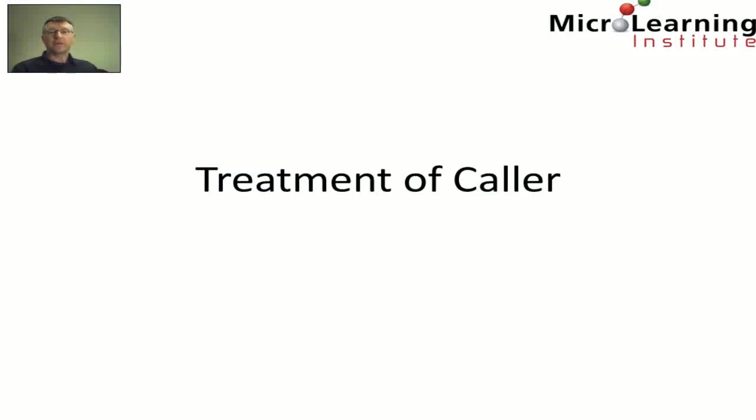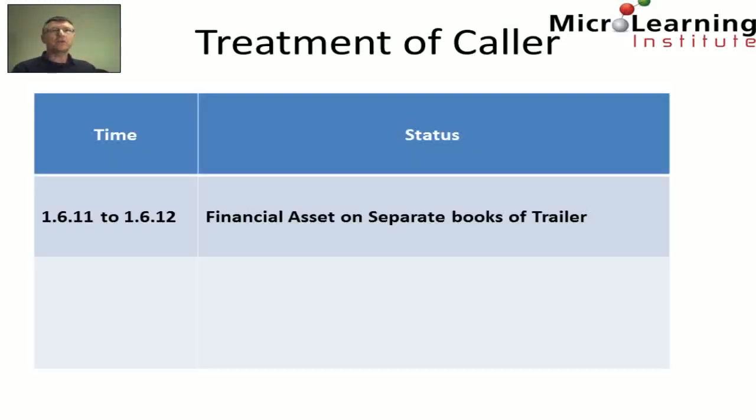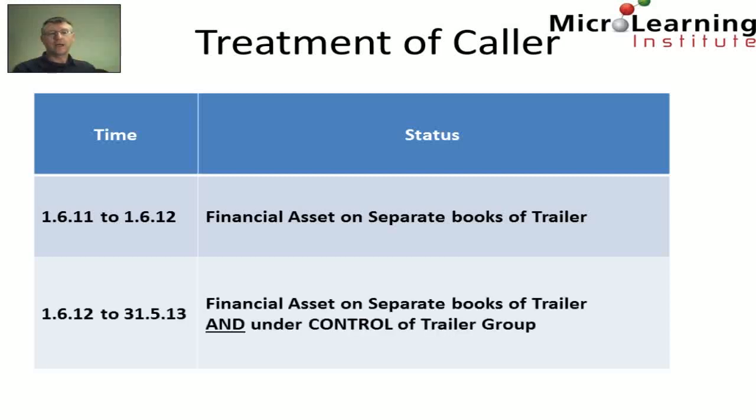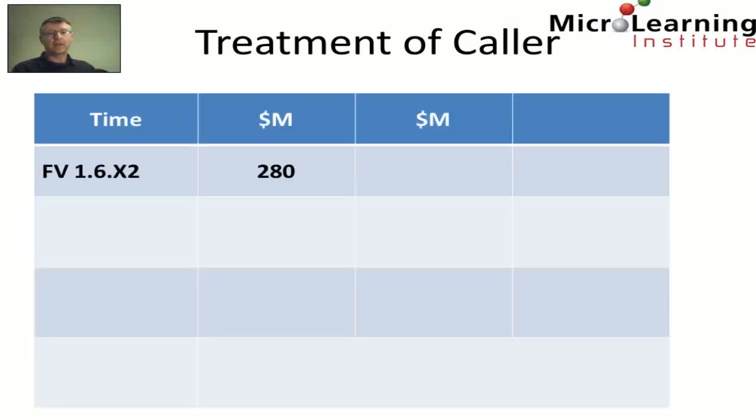Next, let's look at the treatment of Caller. Again, from the 1st of June 2011, when Trailer acquired a 14% interest in Caller, to the 1st of June 2012, when Trailer achieved control of Caller, Caller is a financial asset on the separate books of Trailer. However, from the 1st of June 2012 until the 31st of May 2013, where we're preparing the consolidated statement of financial position, Caller is a financial asset on the separate books of Trailer, and it's under control of the Trailer group.